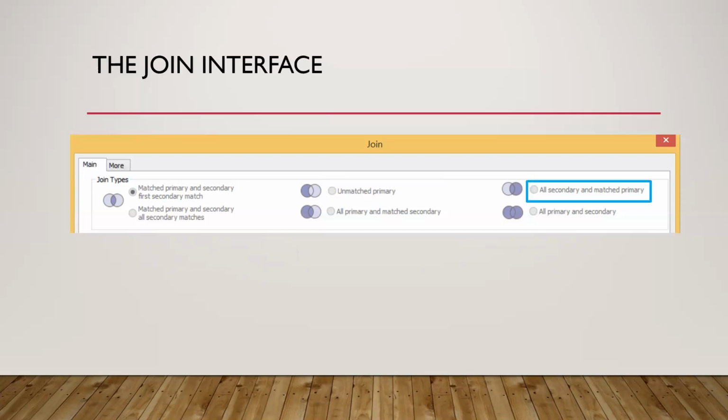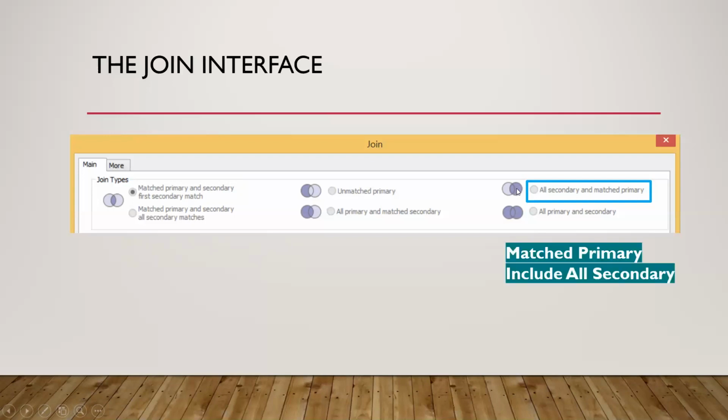This here is a very misleading description. It's a very confusing description again. Look at the circles. We're looking for everything in the middle, so there's a match. Every time you see something in the middle, there's a match. So we know this is matched primary. And then it has everything on the right-hand side from the secondary table. So this is matched primary, include all secondary. Please don't even look at this description. It's horrible. It's very confusing. Look rather at this diagram.